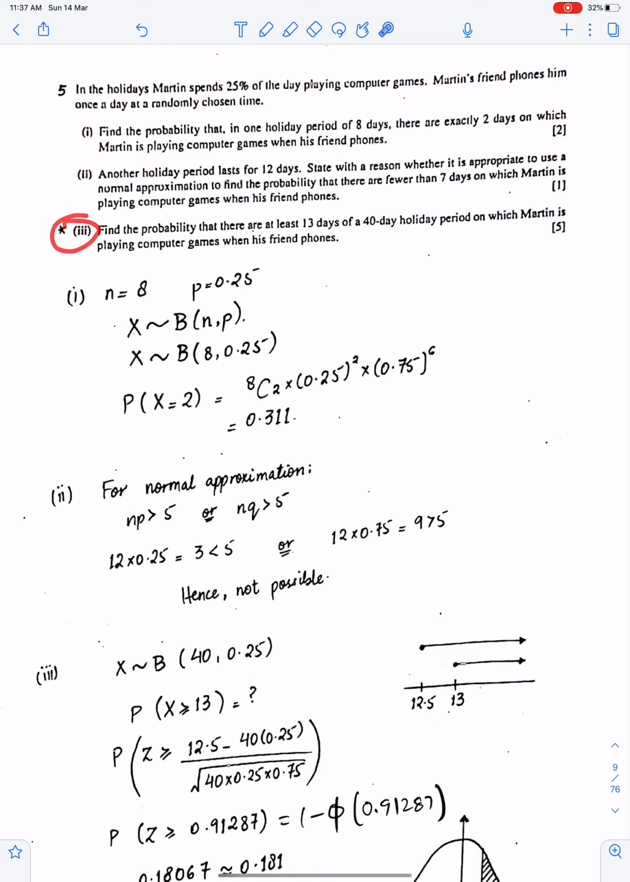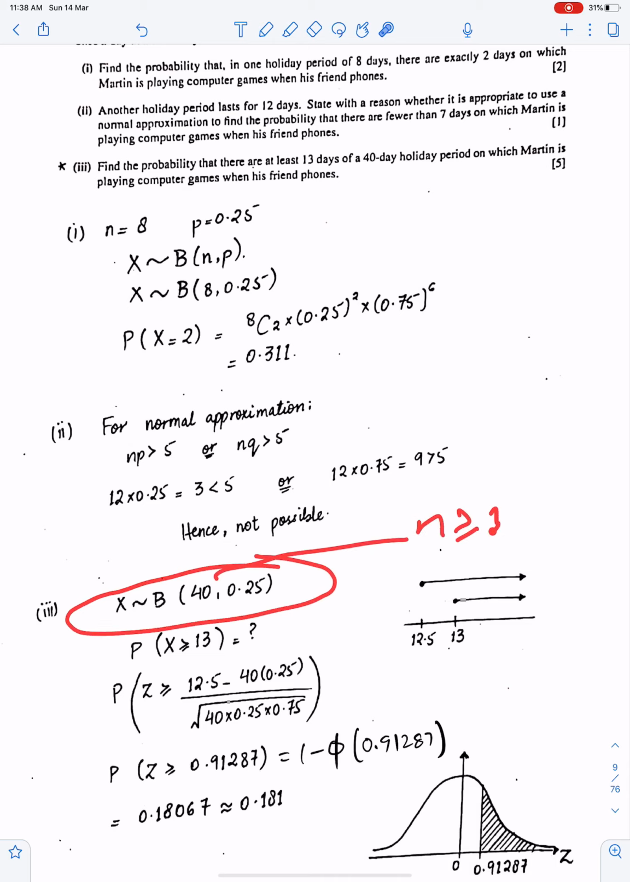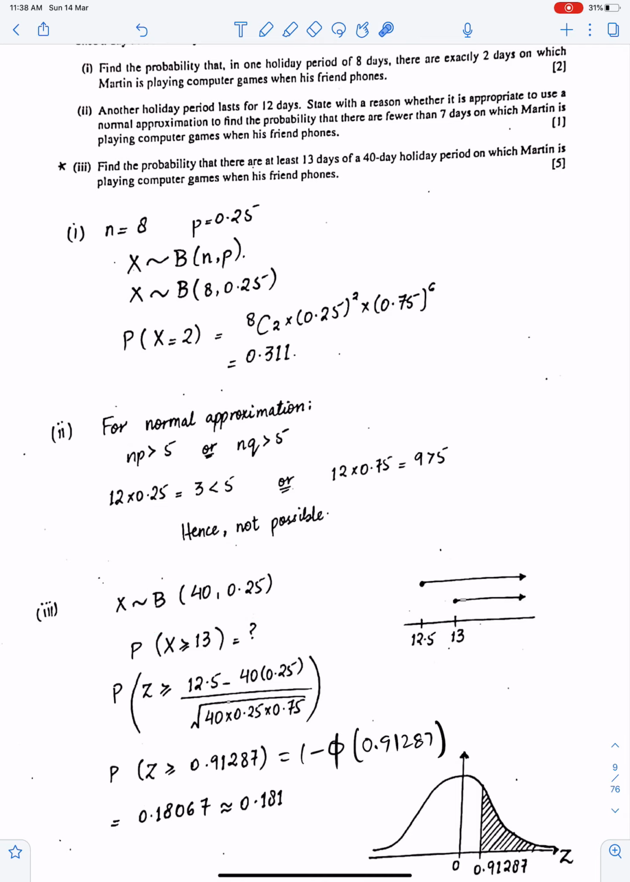Part 3. Find the probability that there are at least 13 days of a 40-day holiday period on which Martin is playing computer games when his friend phones. So this is a binomial question, but n is greater than 30, and this is the hint of using the normal approximation, because if you check np and nq, both are greater than 5 in this case. So you have to do continuity correction. This is the normal approximation question.